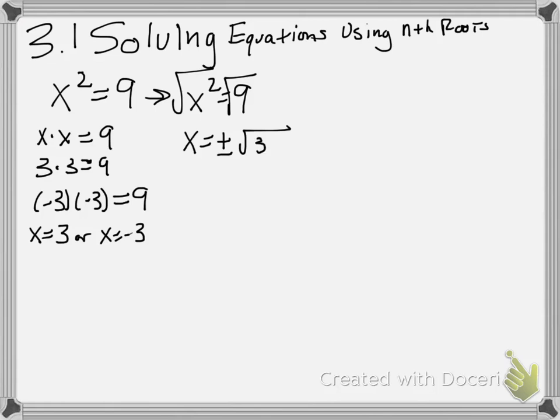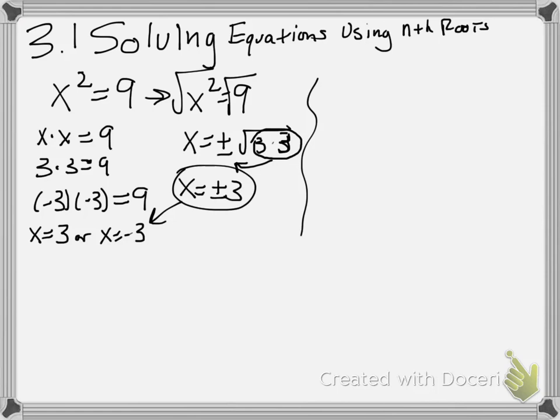Instead of 9, let's write it as 3 times 3, using the prime factorization. Now, you remember, whenever you simplify a radical, if you have the same factor, or a pair of factors, inside of the radical, you can remove it from inside the radical. So we get x is plus or minus just 3, the same as we got when we guessed and checked.